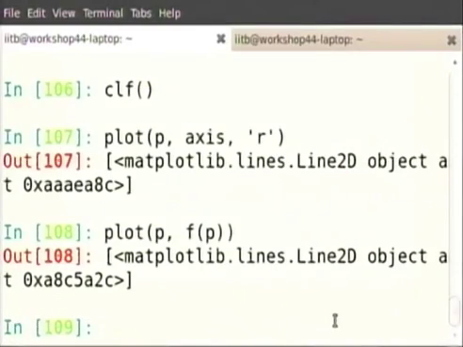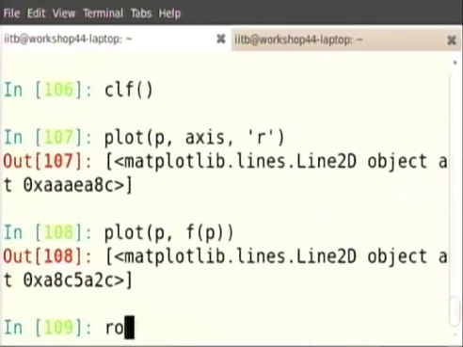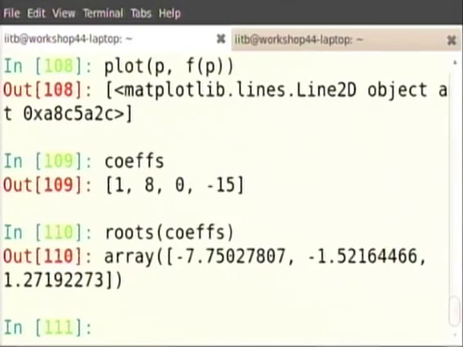If you want to see all the roots a lot more clearly, you have to change the limits. That is okay. Let us try and solve this now. So how to solve this? Check our coefs are ready. So minus 7, minus 1.5, minus 7.75, minus 1.52, plus 1.27 are the three roots of that cubic polynomial we gave.